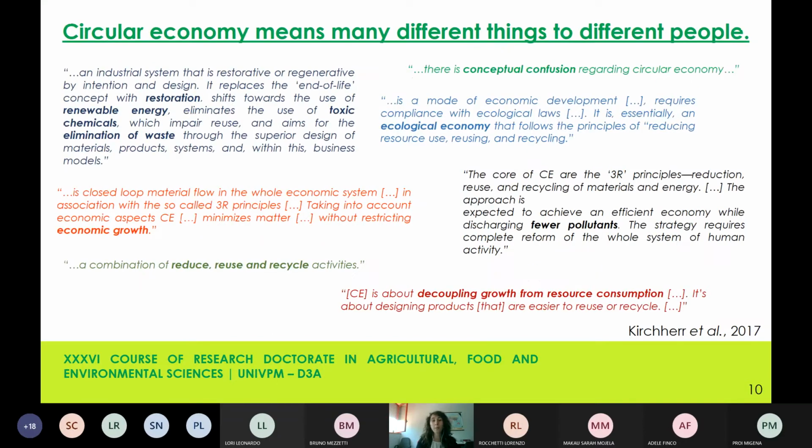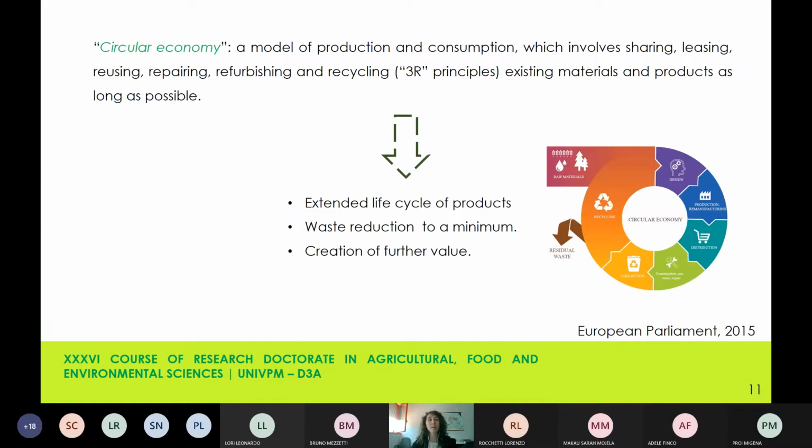Starting with the work by Kirchherr and collaborators, who studied 114 different definitions of circular economy, circular economy means many different things to different people. For some authors, the circular economy is just a new economic model, while for others it is a way to fight the problems that we find in the environment. For others, again, we are dealing with social problems. But luckily, the European Union gives us a hand, because in 2015 the first Circular Economy Action Plan was released, and the European Parliament gave us the official definition of circular economy.